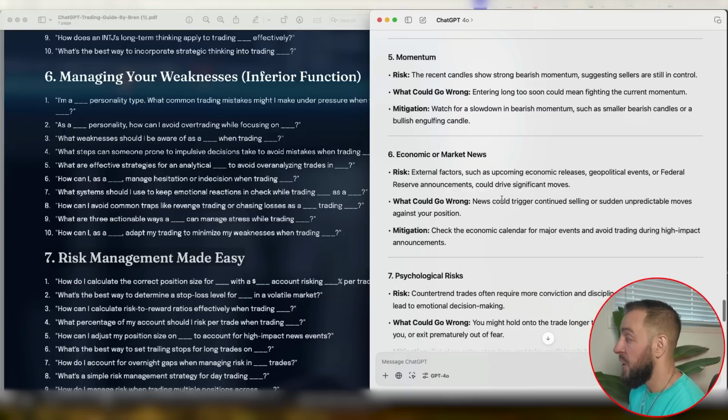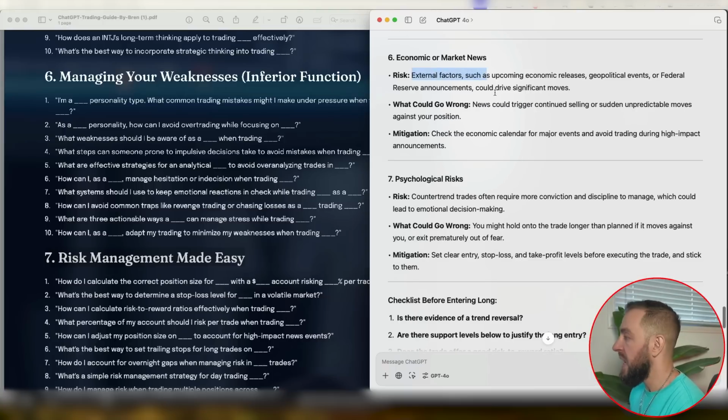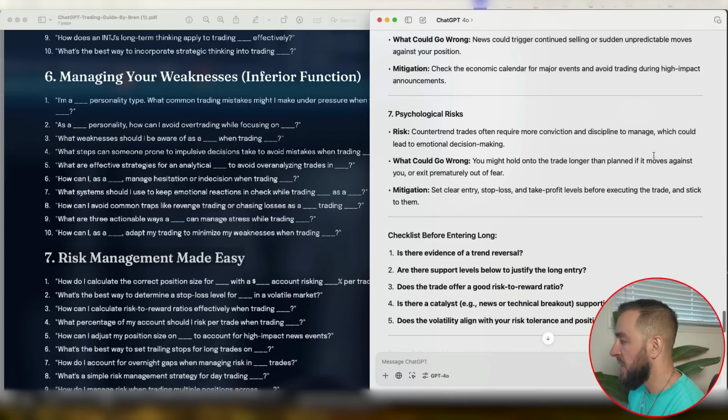External factors could drive significant moves. And that is true because it's also the end of the week and close to the end of the month, which sometimes means a reversal, which is good for us if we're thinking long. And then psychological risks. Counter trend trades often require more conviction and discipline to manage, which could lead to emotions, right?